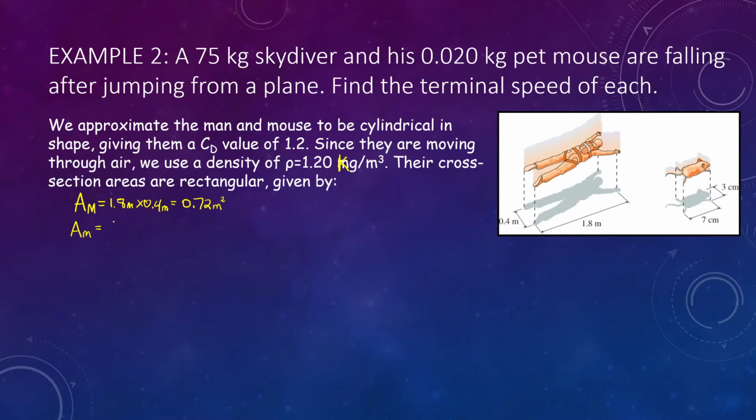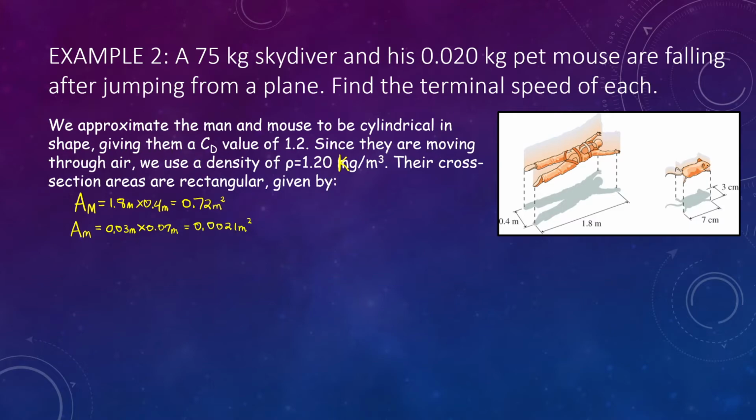Now the mouse has an area of 3 by 7 centimeters, in other words, 0.03 times 0.07 meters. Multiplying this out, we get an area of 0.0021 meters squared.